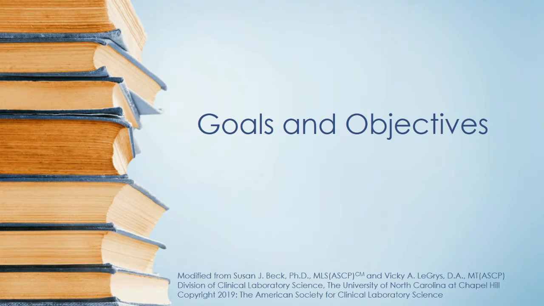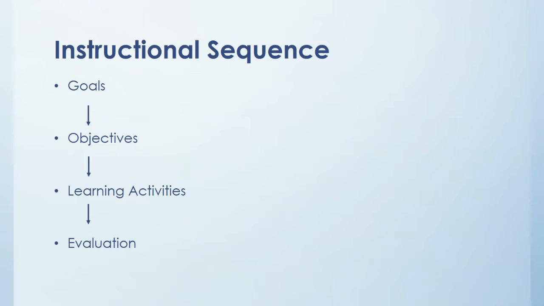In today's lecture, we're going to switch to education and talk about goals and objectives. In the instructional sequence, we start with goals, move on to objectives, which are more specific types of goals, and then plan learning activities and finally the evaluations to see if the learners have met the goals and objectives through the planned learning activities.